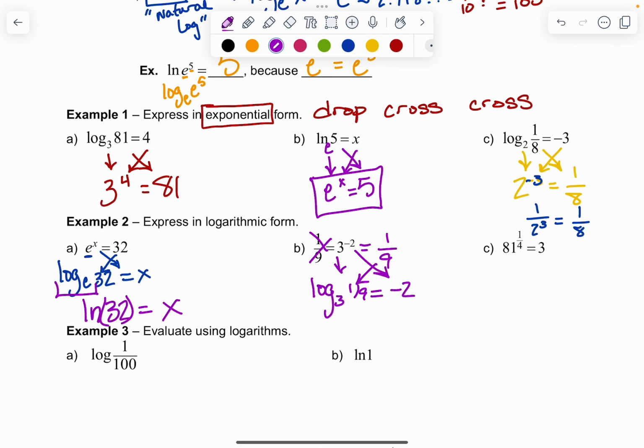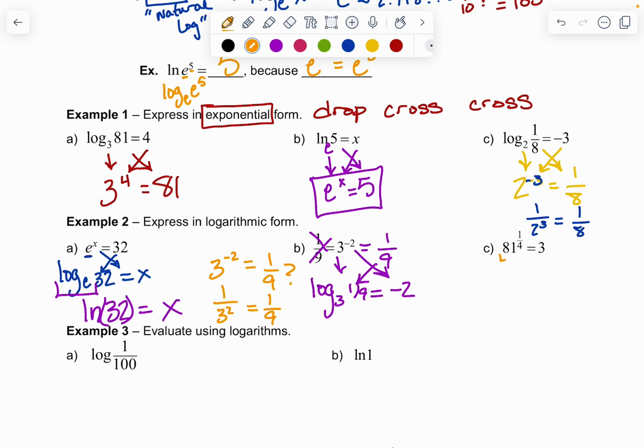Log base 3 of 1/9 equals -2. And again, you can always double check your work. Say, does 3 to the -2 equal 1/9? Just ask, is that true? Well, 3 to the -2 is 1/3 squared, and that is 1/9. So you can always double check your work.